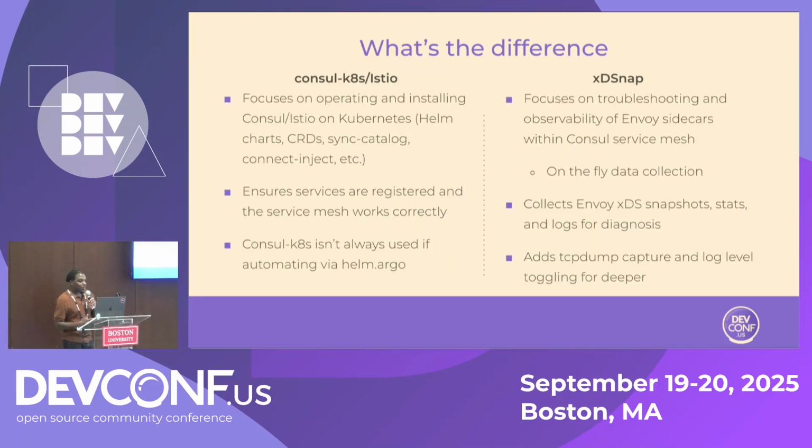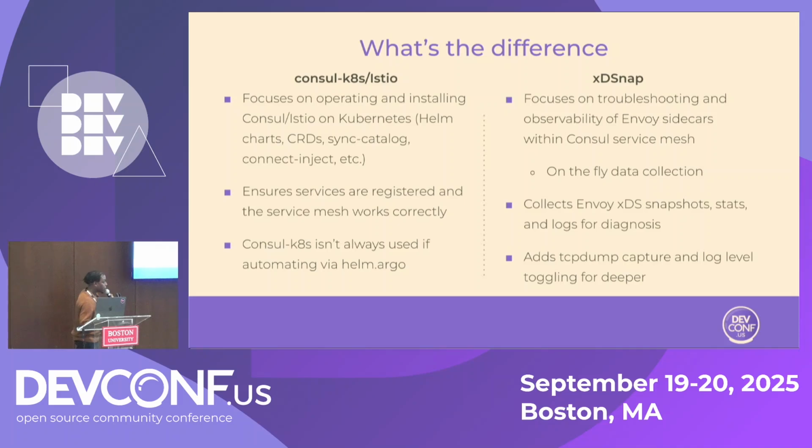I'll quickly go over this. So one thing I like to think about with different tools is it's important to complement tools like Consul K8s and Istio. It's not meant to compare in a sense of, you know, this one's better or not. I want xDSnap to be an overall improvement in the space so that we can help with troubleshooting. But Consul K8s and Istio really do help with installing via Helm, making sure custom resource definitions are added. They make sure things are registered correctly. But sometimes Consul K8s or Istio won't always be used to install things. It would be Helm or via Argo.